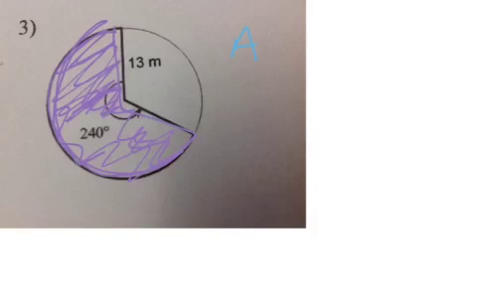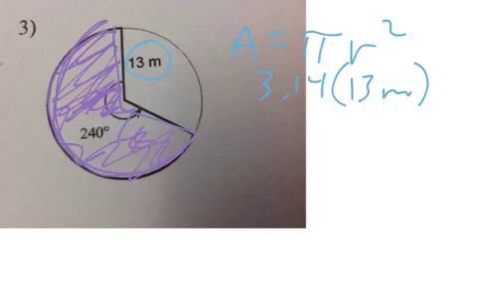We're first going to find the area of the whole circle. We're going to use pi times radius squared. We're going to go 3.14 times radius. And if you look at the picture, hopefully you agree, the radius right there is 13 meters. So we're going to do 3.14 times 13 meters squared. So that's why our answer is going to be meters squared.